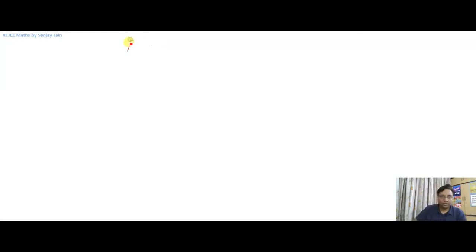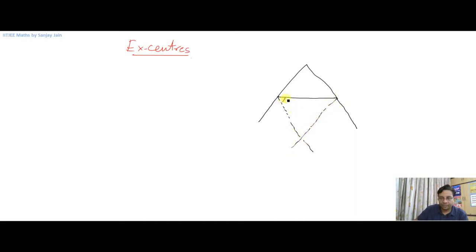Now let us talk about X center, or rather X centers. Okay. Now what is X center? Let us say I've got this triangle here. Okay. And I extend the two sides like this, and I take angular bisectors of these two exterior angles. Okay, these are angular bisectors.